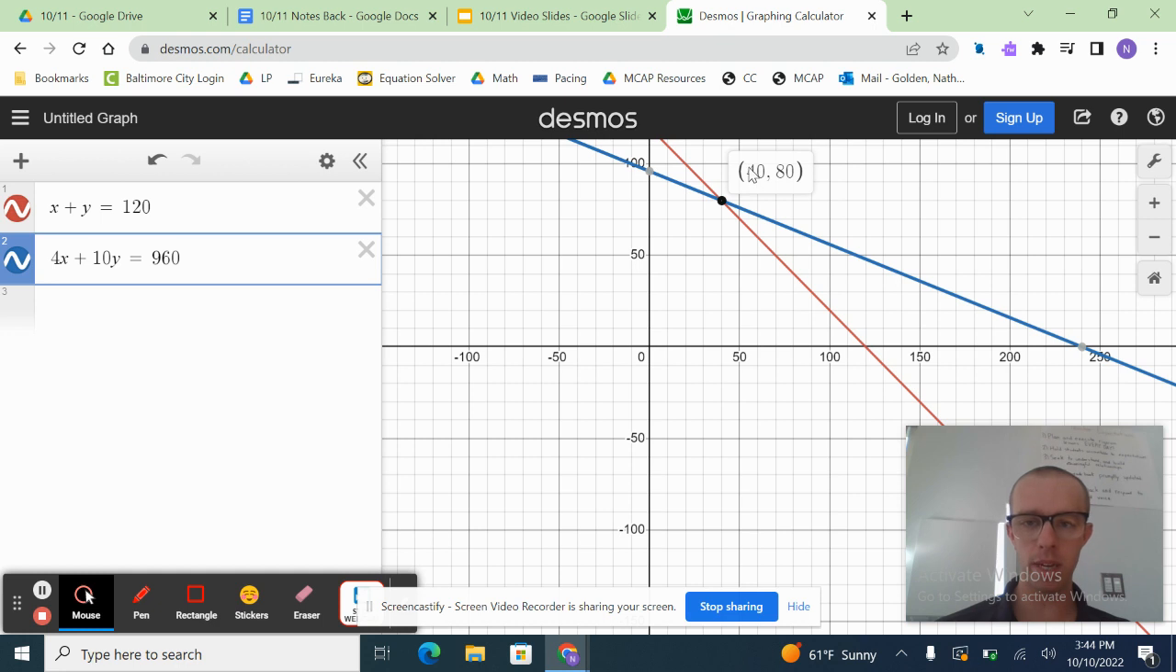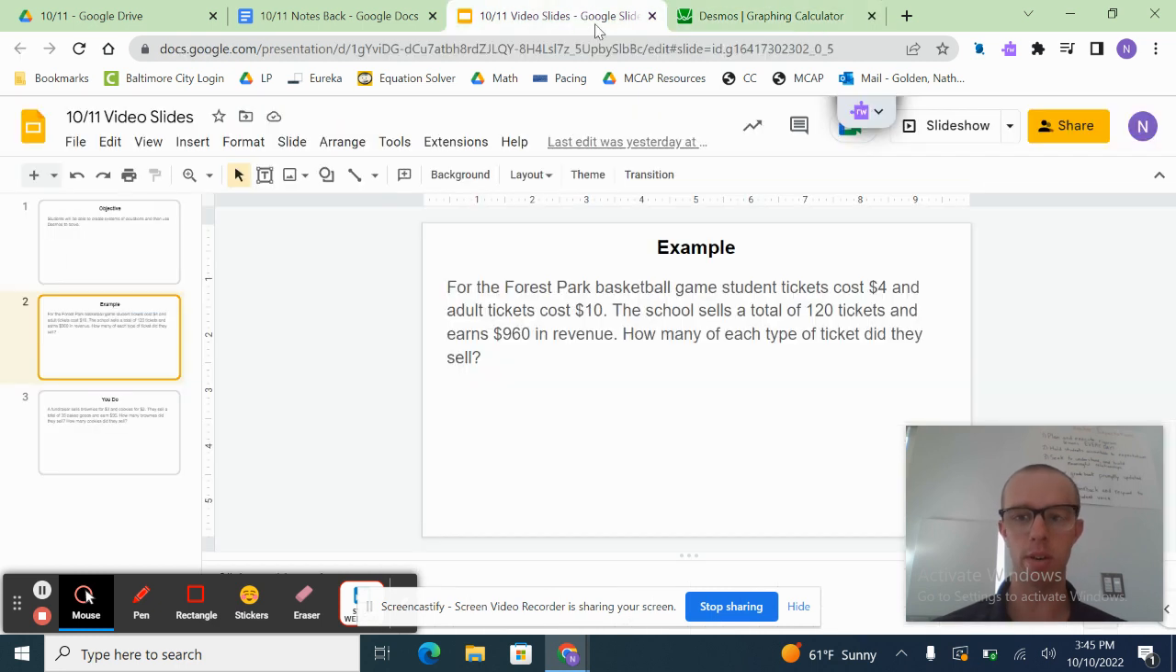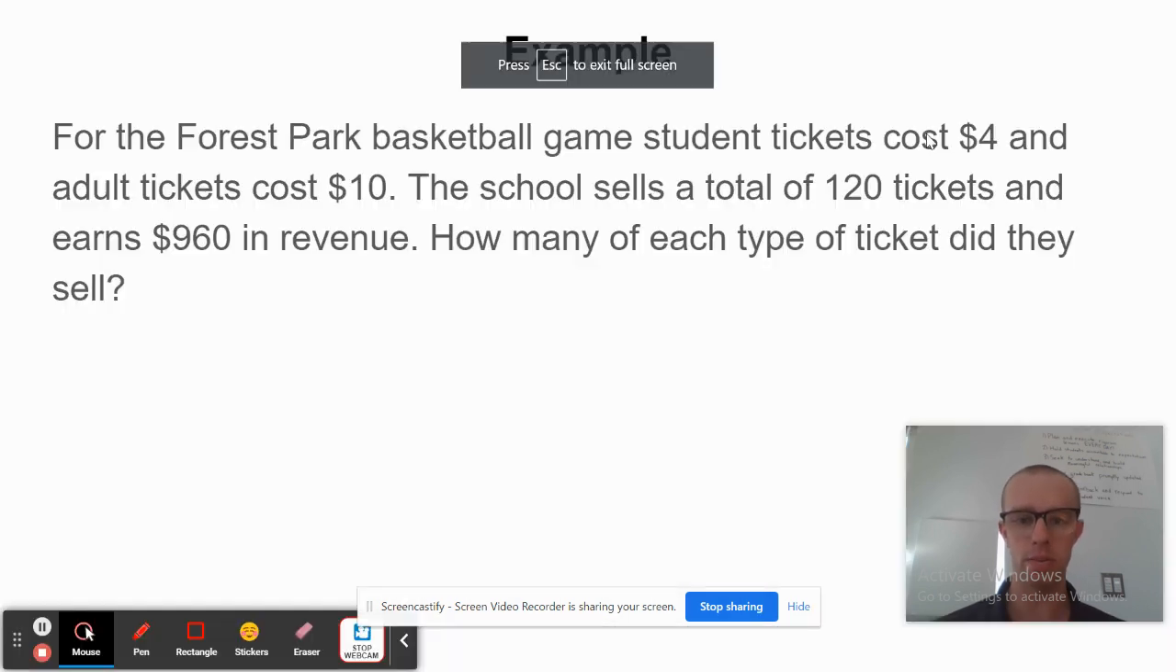So it looks like, because remember, these are always X comma Y, they sold 40 student tickets and 80 adult tickets. Remember, it's always the intersection that we're looking for here. So these intersect at 40, 80, where X is the amount of student tickets and Y is the amount of adult tickets. So I can pull back up and see if the writing comes back.